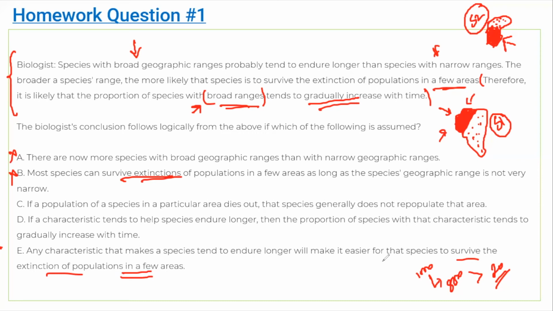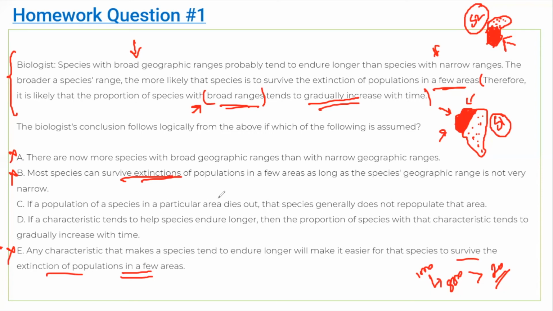But again, how do we know that it's increasing with time? That we don't know. We have no idea. Therefore, it's again not ensuring that our conclusion will happen. So let's rule this out. Now, let's talk about C and D. Okay, very interesting. Now, look at C.